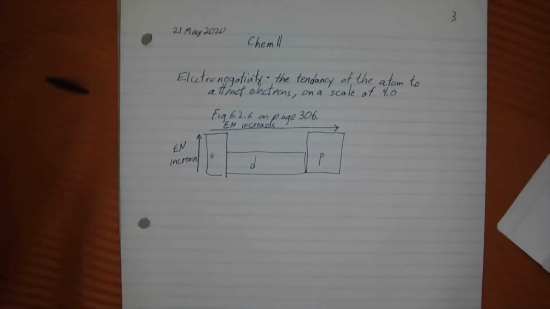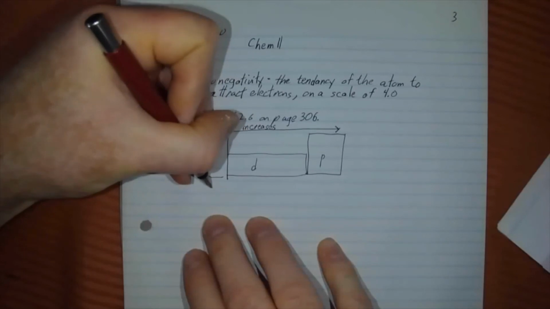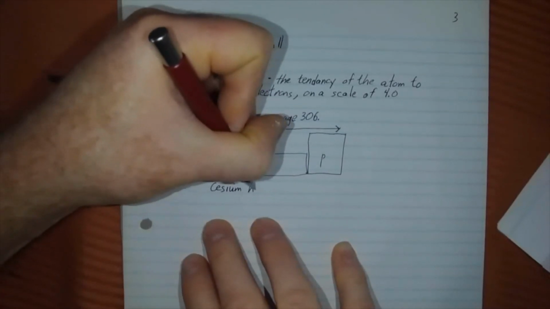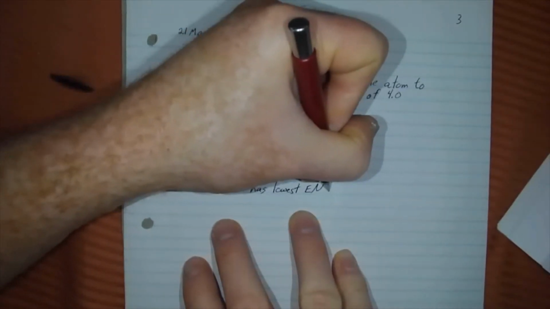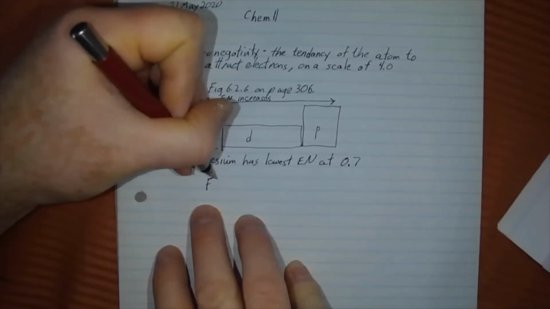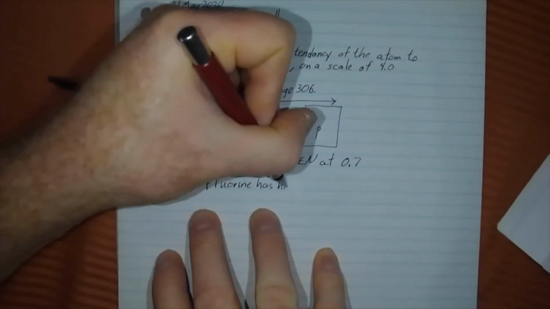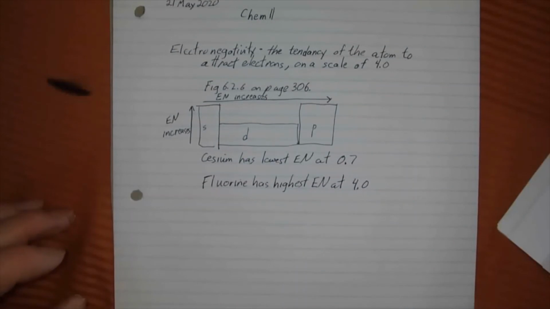So, I'm just going to mark a few spots on here. Cesium has the lowest electronegativity, at 0.7. Fluorine has the highest, at 4.0.